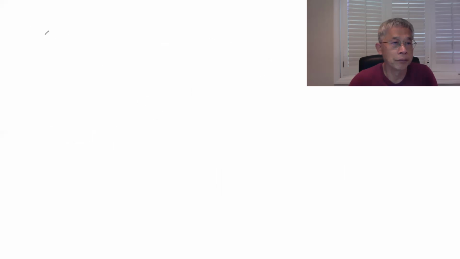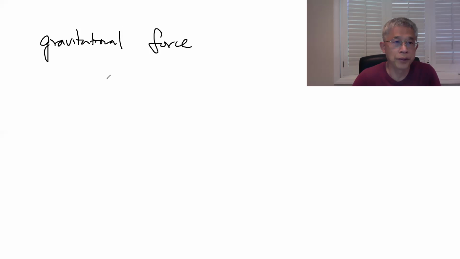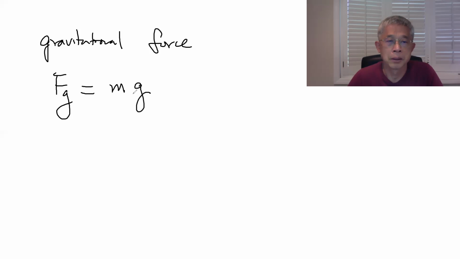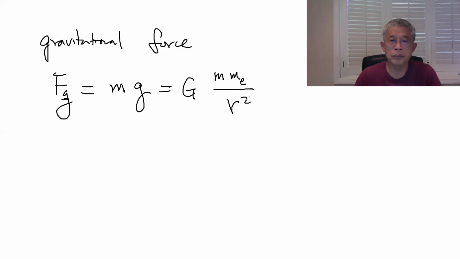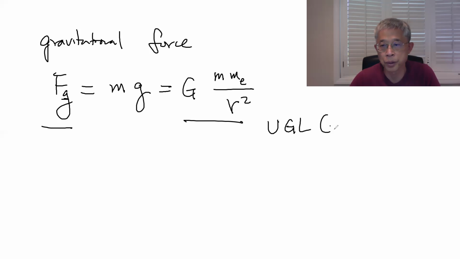And then we have gravitational force. Okay, so gravitational force is Fg, which is equal to a mass times its gravitational acceleration, right? So this g is just a subscript. That's also defined by the universal gravitational law, so m times me divided by r squared. Okay, so this is called UGL, the universal gravitational law.